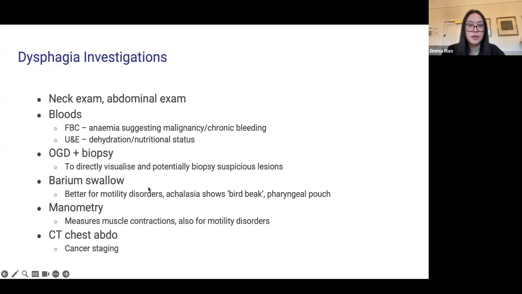Okay, and then an OGD, which is the camera, so you can visualize what's going on, see if there's anything suspicious looking, and also biopsy it at the same time. And with the barium swallow, you can see what shape the esophagus is. Achalasia shows the bird beak shape, which I should probably have a picture of, but a bird beak shape. And the pharyngeal pouch shows a little bit going off to the side, getting stored on the side.